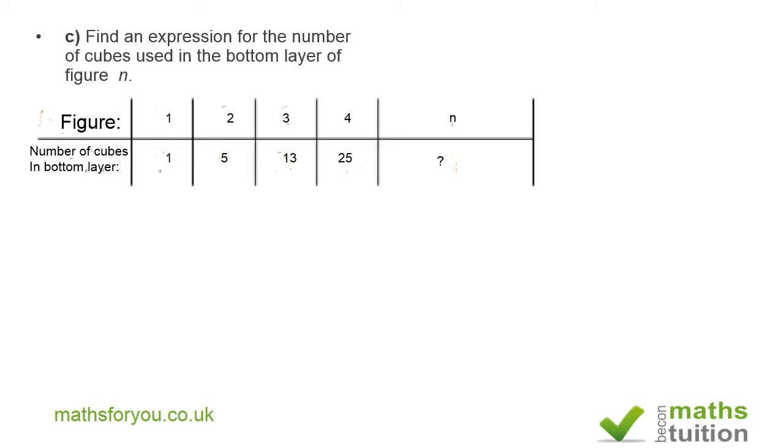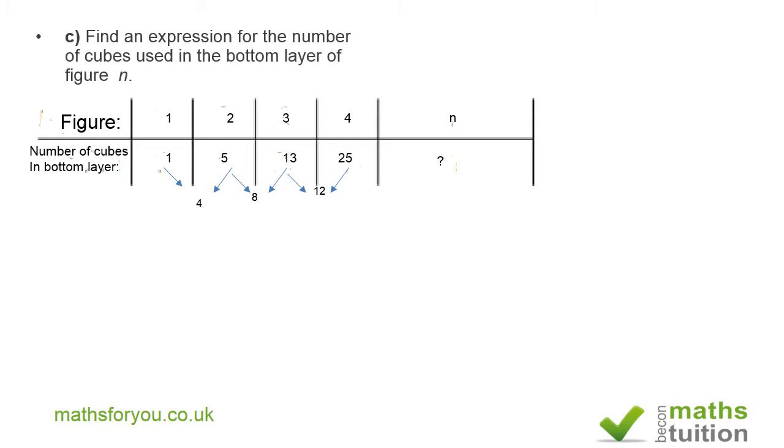Okay, now if you look at 1, 5, 13, 25, look at the incremental figures: from 1 to 5, there's an increase of 4. From 5 to 13, there is an increase of 8. And from 13 to 25, there is an increase of 12. So clearly, whatever formula we have cannot be linear.